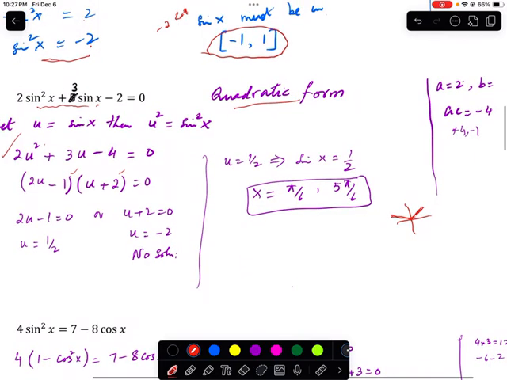Looking at the next example, same thing, but notice here, it is different from the previous two examples. In the first example we saw today, we had a sine square term on one side and a cosine square term on the other side. In the second equation we had sine squared x and then sine x, but now we have sine squared x and cosine x.